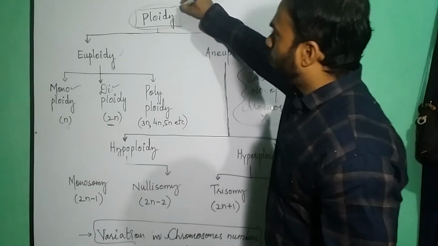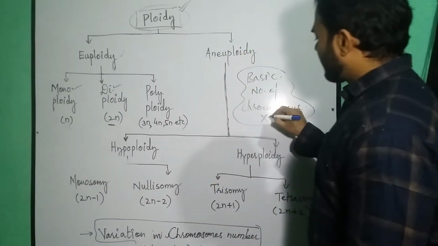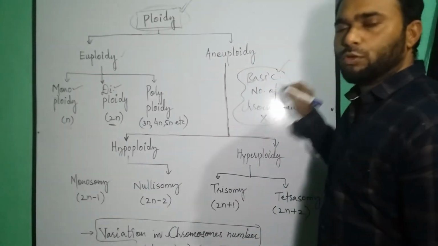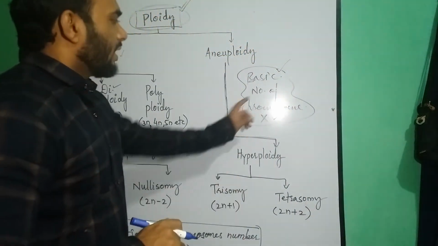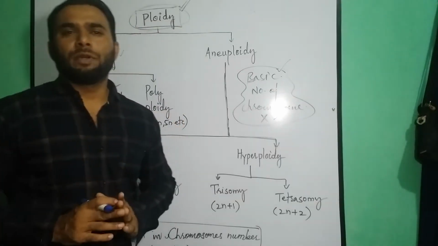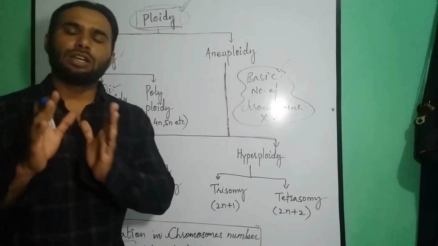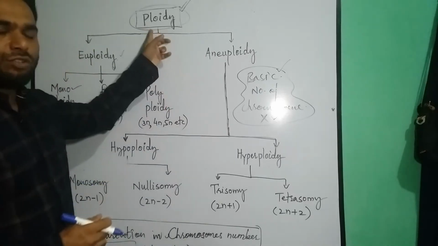Dear students, what is ploidy? It is the degree of repetition of this X. And what is this X? The basic number of chromosomes inside the nucleus of the eukaryotic cell. Its degree of repetition means how many times this X, the basic number of chromosomes, is going to repeat in that cell. Dear students, this is called ploidy.